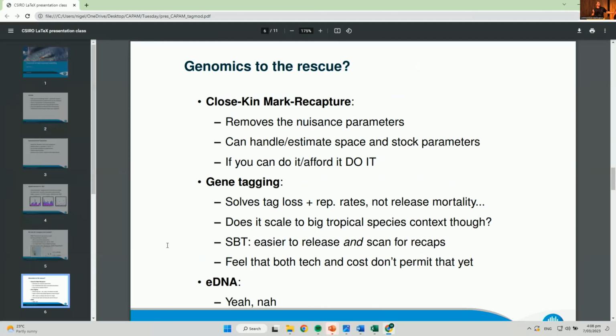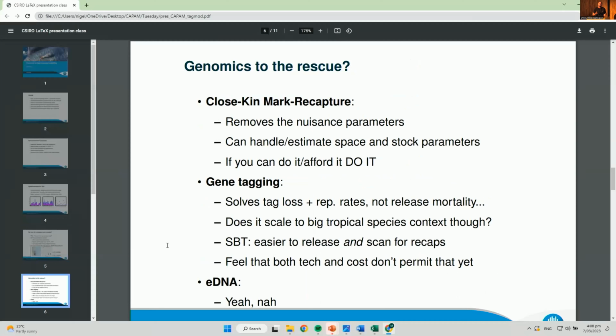Genomics to the rescue, of course. Like, I'll get fired if I don't say this. If you can do close-kin recapture, you should go and do it. It removes all of the nuisance parameters, even the tag release one, because it's easier if they're all dead. It works really well with lethal sampling. It'll work if you release them alive. It's actually easier if you don't, which means you don't have to worry about release mortality. It can handle space and stock structure.